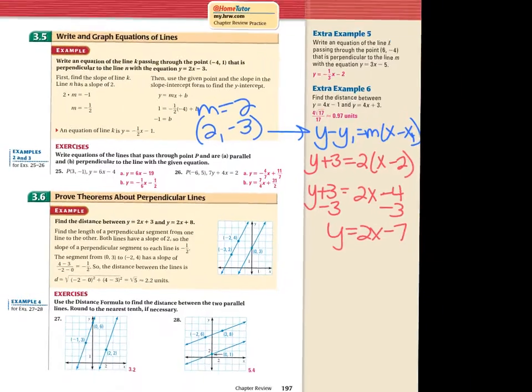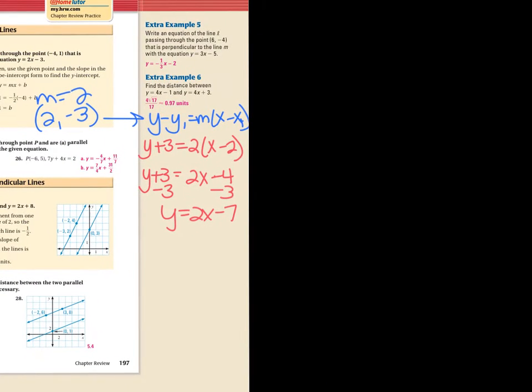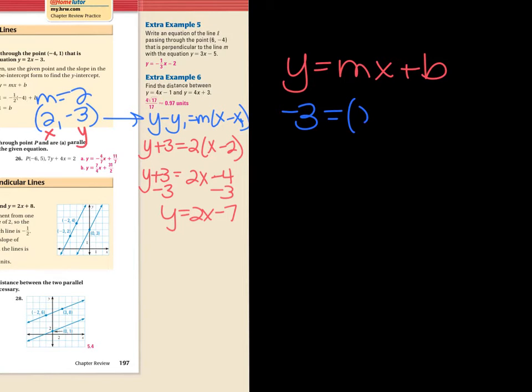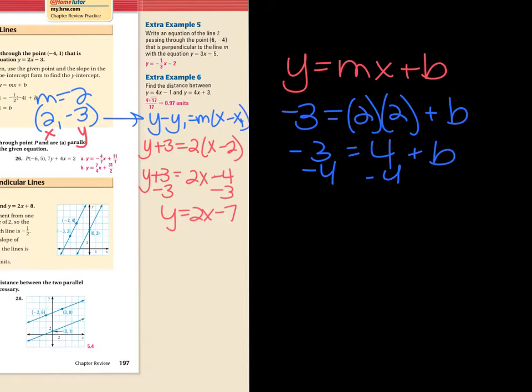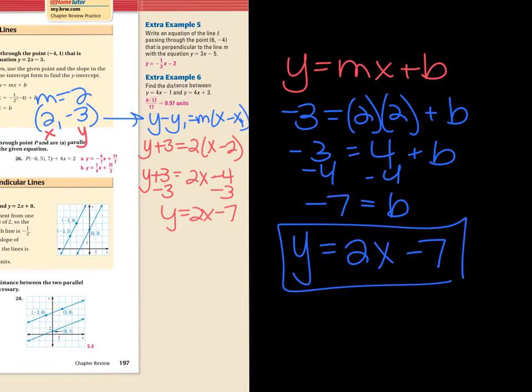The other option here is slope-intercept form of the line. So I would plug in, this is my x and this is my y, that's my m, solve for b. So I'd get negative 3 equals m, which is 2, times x, which is 2, plus b. Negative 3 equals 4 plus b, subtract the 4. B is negative 7, so then I have to plug back in just the m, which was 2, x, and the b, which is negative 7. So either way you get the same answer. I want you to do whatever you're the most comfortable with.